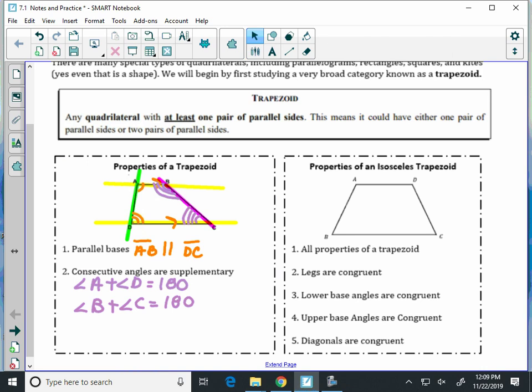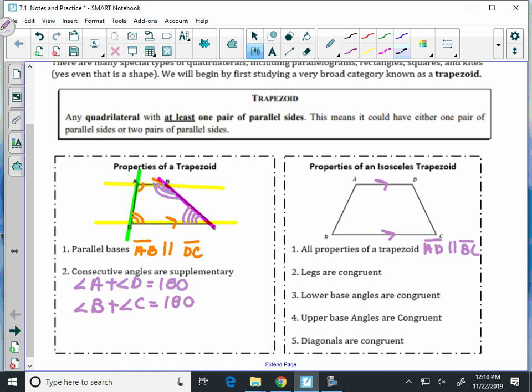There's another type of trapezoid. It's called an isosceles trapezoid. It's a special type of trapezoid. It has all the properties of a regular trapezoid. So the bases are still parallel. So AD and BC are our bases. It's the top and the bottom. Those are parallel to each other. That's true because it's a trapezoid.